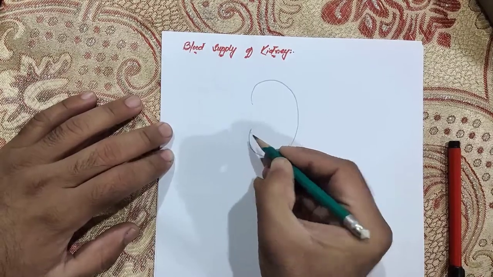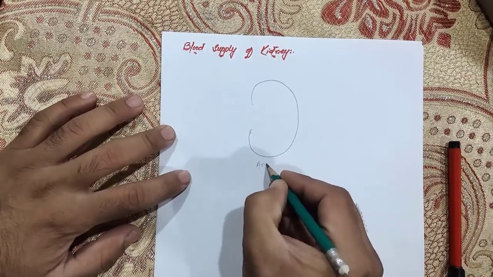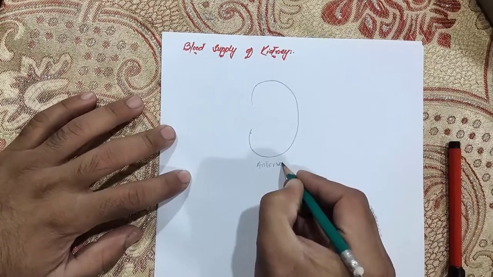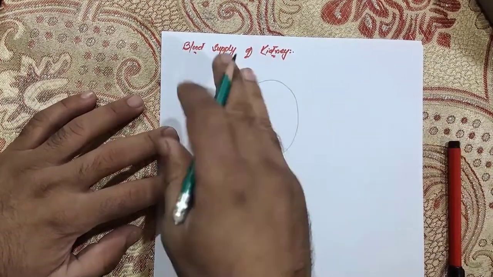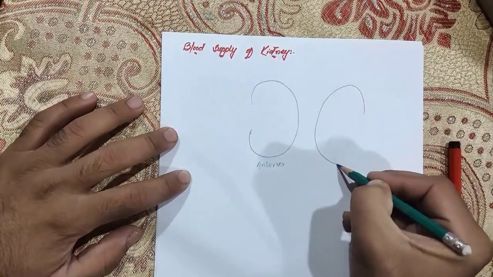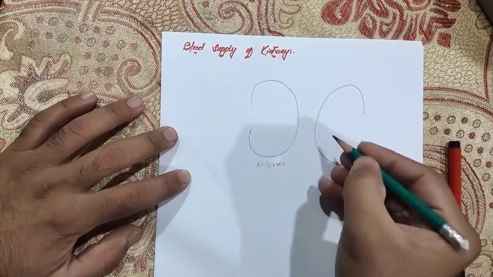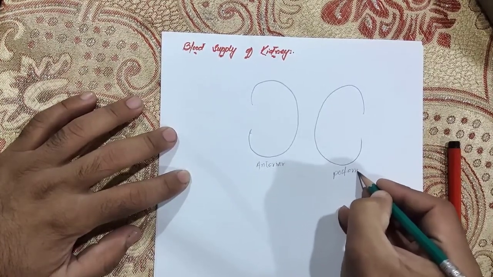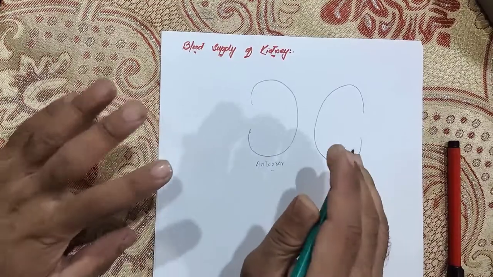this is a kidney and this is the anterior view of the kidney. Anterior view, right? And the same kidney we have turned, and we are looking at the posterior view of the same kidney. So this is the posterior view. Clear? I hope you are understanding.